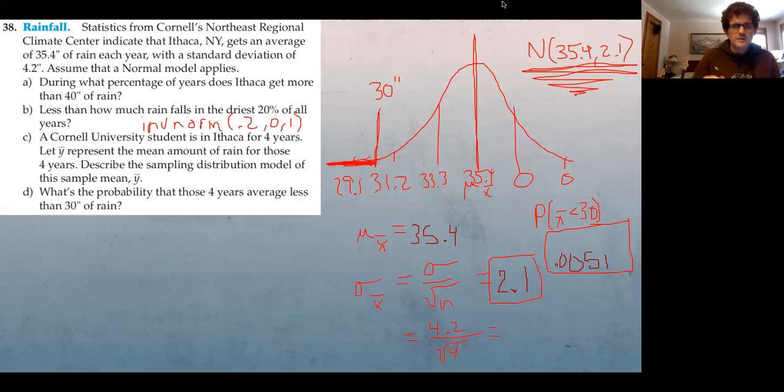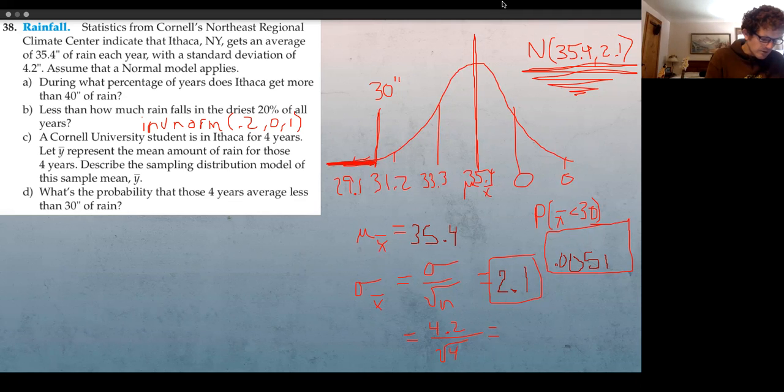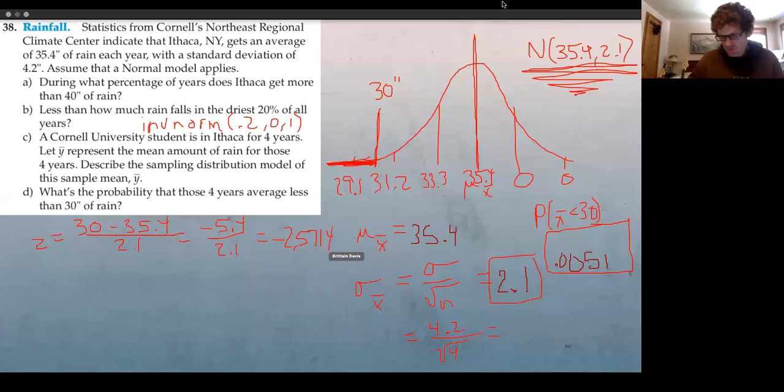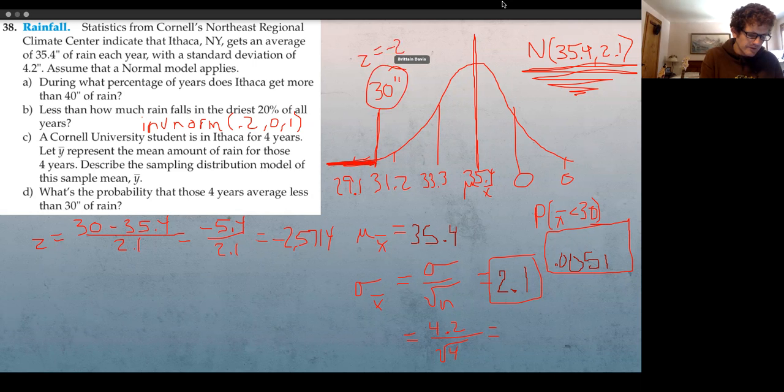So in this particular problem, what we need to do is figure out what's the z-score for that particular outcome, where I have a 30-inch average over 4 years. Well, the mean would be 35.4, and the standard deviation for the sampling distribution is 2.1. It's just a basic z-score calculation, which gives me negative 5.4 over 2.1, which when I do that math comes out to negative 2.5714, however much precision you want to put on that, because that's not our final answer. So now this 30 inches is the same as a z-score of negative 2.5714.